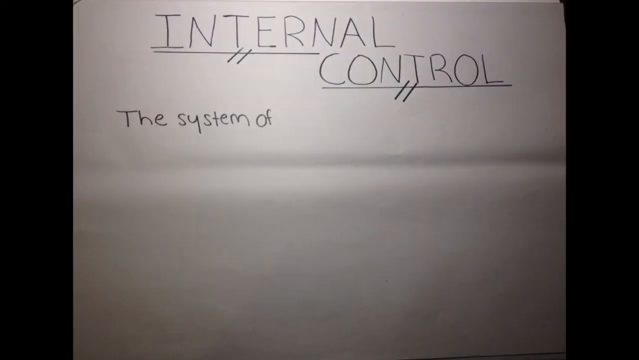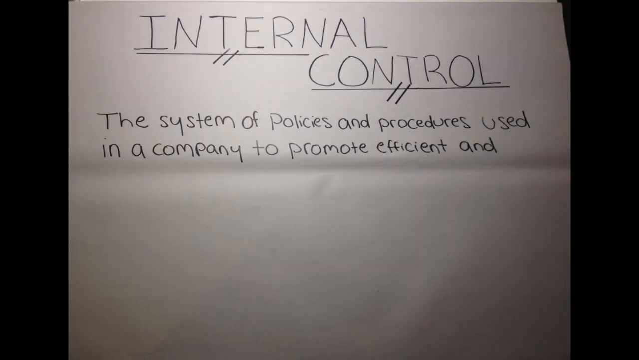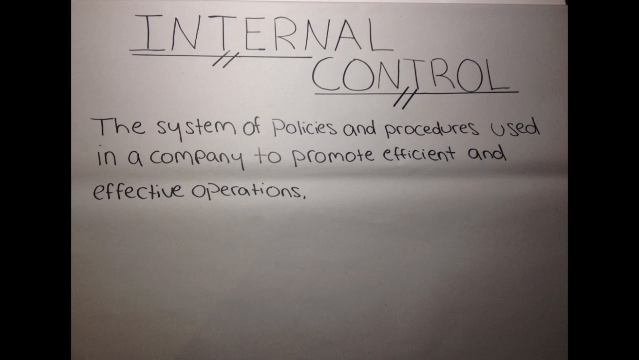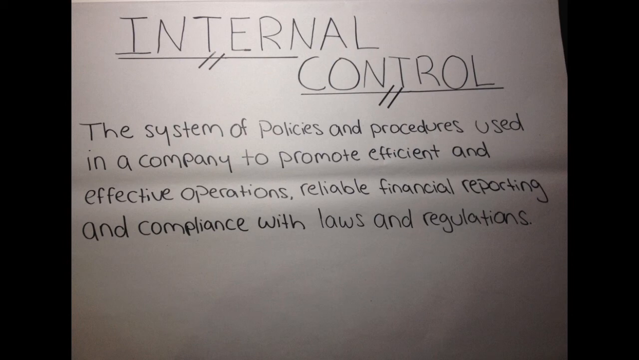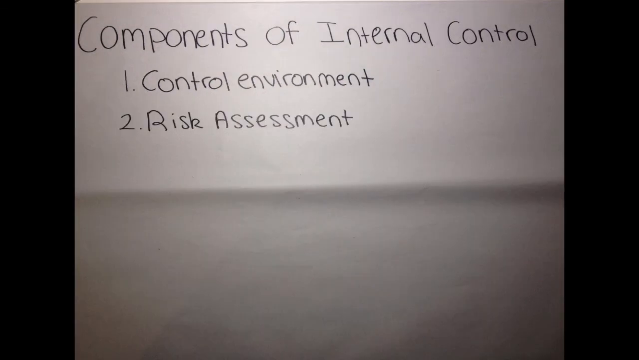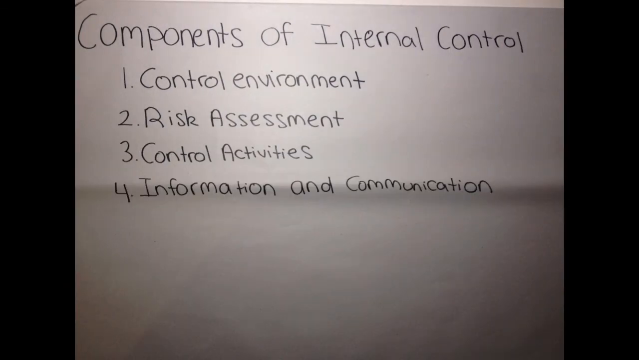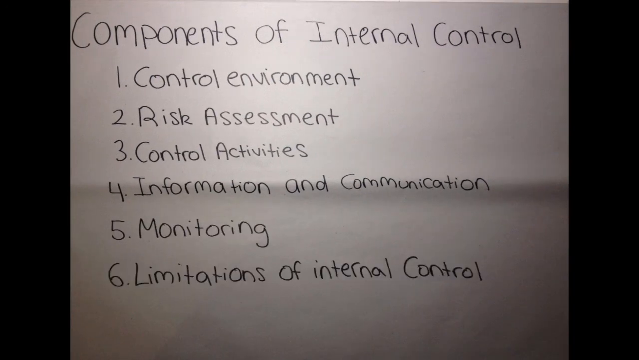Internal control. Internal control is the system of policies and procedures used in a company to promote efficient and effective operations, reliable financial reporting, and compliance with laws and regulations. Internal control encompasses 6 key components: control environment, risk assessment, control activities, information and communication, monitoring, and limitations of internal control.